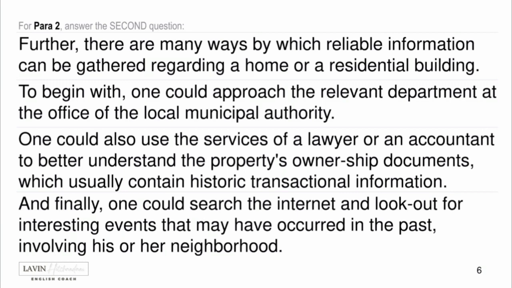And finally, one could search the internet and look out for interesting events that may have occurred in the past, involving his or her neighborhood.